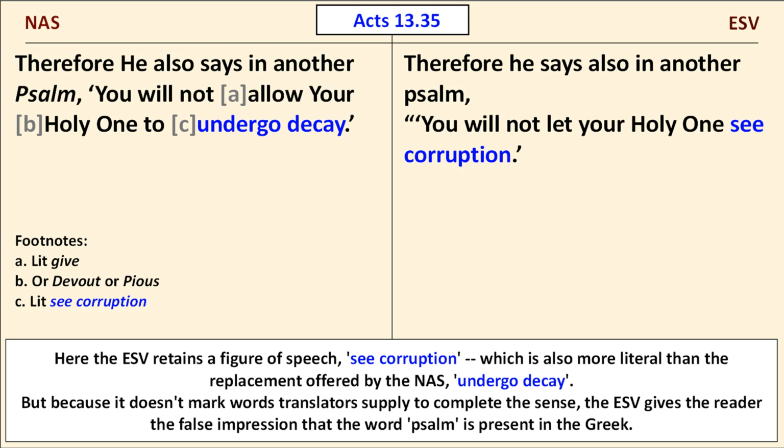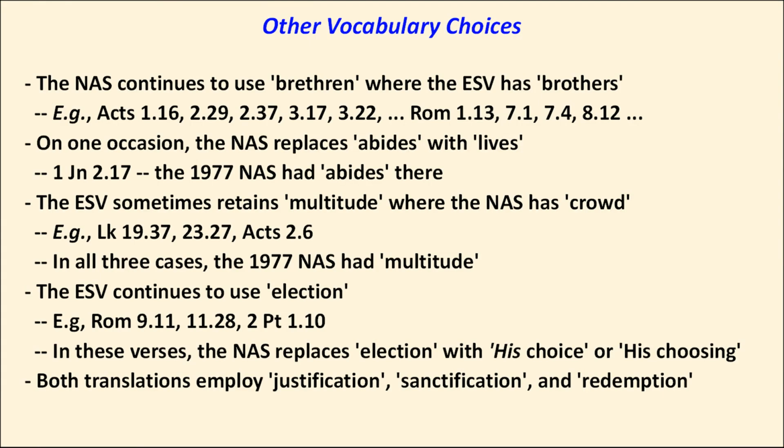I'll say this again later, but one of my major issues with the NAS is the fact that it places so many literal readings in footnotes. But to its credit, the 1995 NAS retains that quaint word brethren. I expect that to change when the next edition of the NAS is published, perhaps in 2021. It will likely replace brethren with brothers and sisters. The ESV sometimes retains the word multitude, where the NAS has crowd.